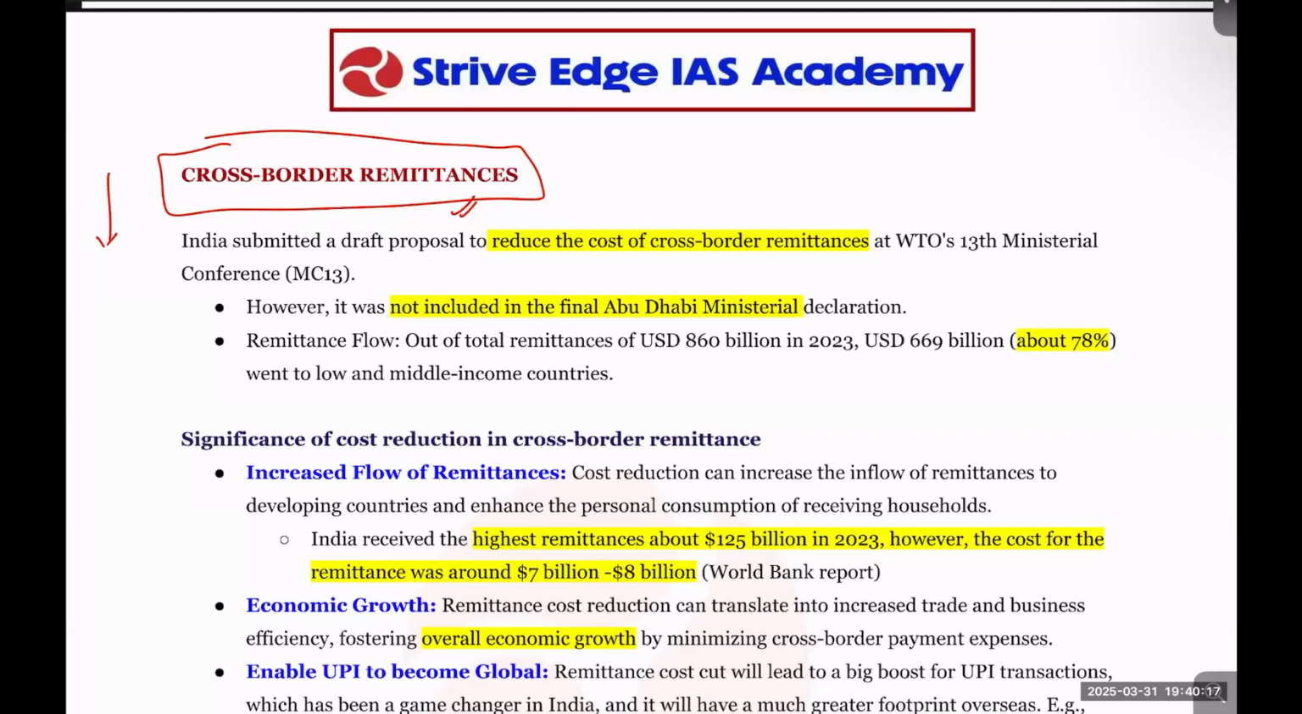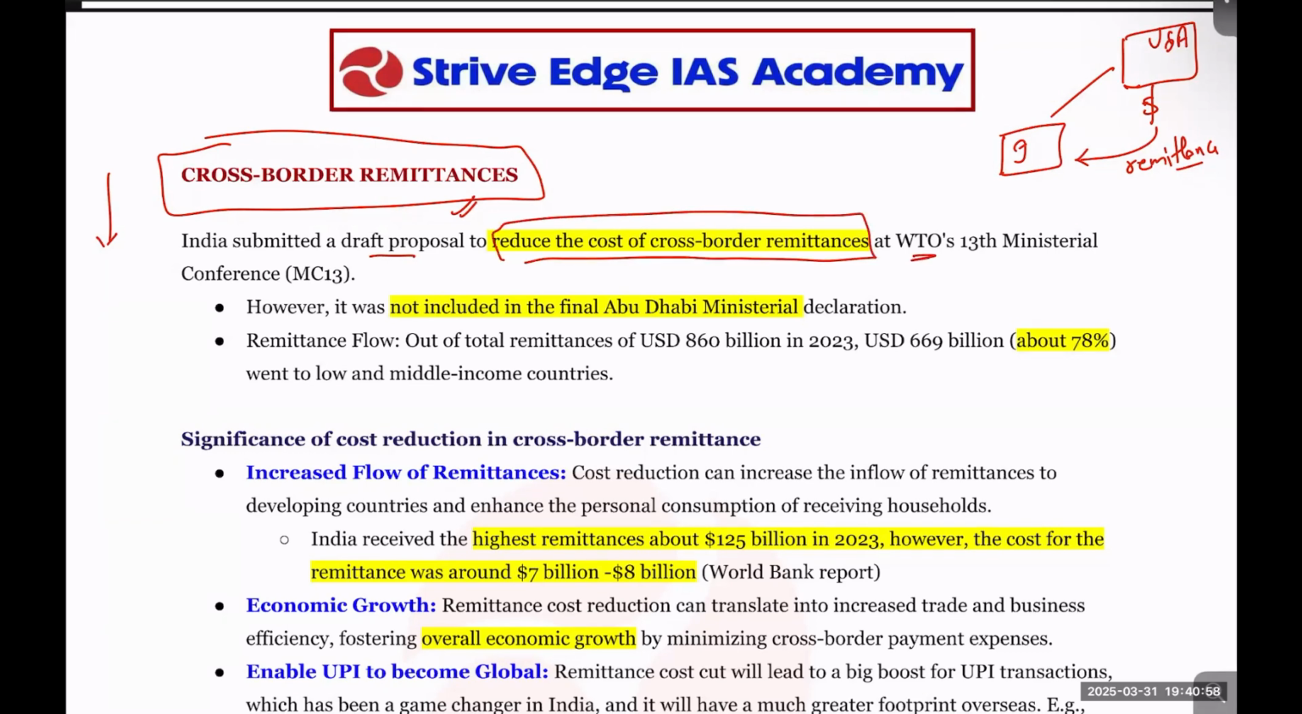Now, the first topic is cross-border remittances. And what is this cross-border remittances? Remittances are the money which is sent by individuals who move from one country to another. So if a person is going, suppose this is India, and a person is going to the USA for work, and he earns some money, or you can say dollars, and when he sends it back, this is called remittance.